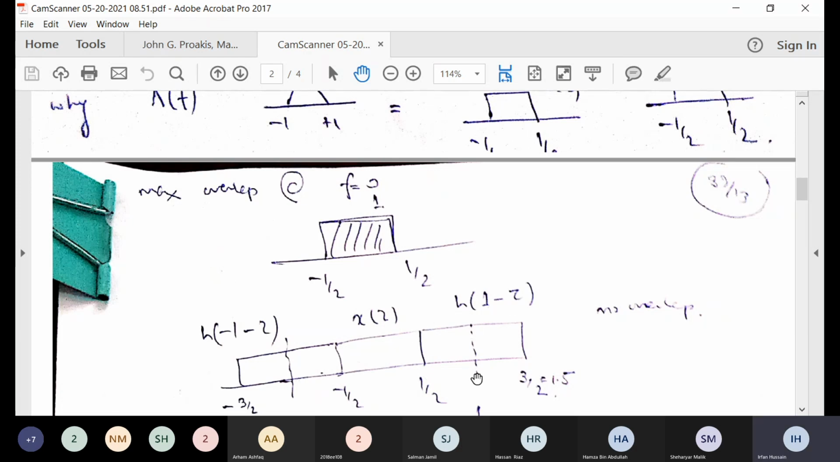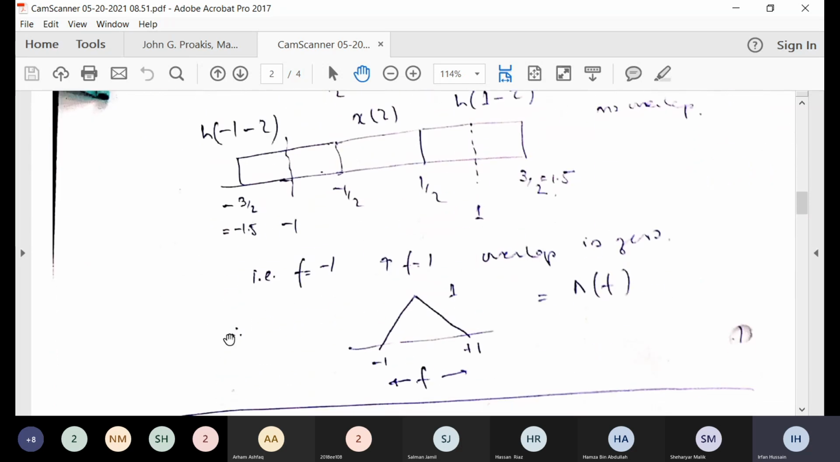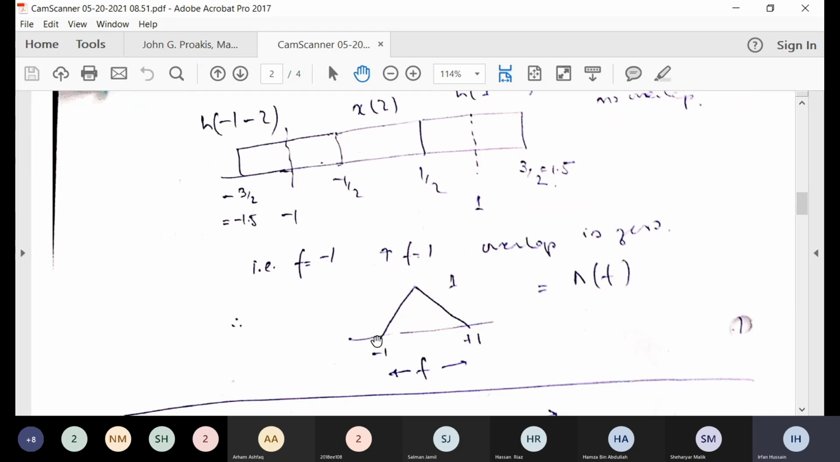So when it is at h1 minus tau, you can see that this width will be going from half to 1.5. The original x of t was from minus half to half, so there is no overlap. So overlap becomes 0 when the shift is 1. Similarly, the overlap becomes 0 when the shift is minus 1. That is why the convolution is 0 at plus 1 and minus 1.